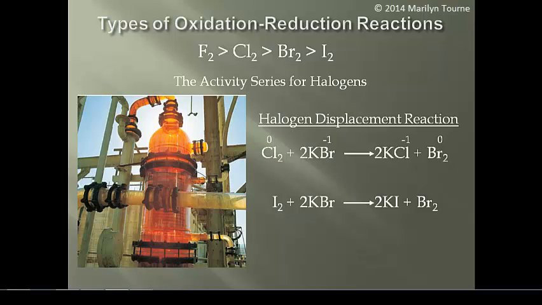Above I show you the activity series for the halogens. So for example, fluorine is a much stronger oxidizer than chlorine. Chlorine is a much stronger oxidizer than bromine, so on and so forth. So if I was to show you this reaction, chlorine reacting with 2 moles of potassium bromide, this reaction can happen because chlorine is a stronger oxidizer, therefore it can displace bromine. Now if I was to show you the bottom reaction, that reaction would not happen because iodine is not stronger than bromine, so it would not be able to displace bromine from that reaction.